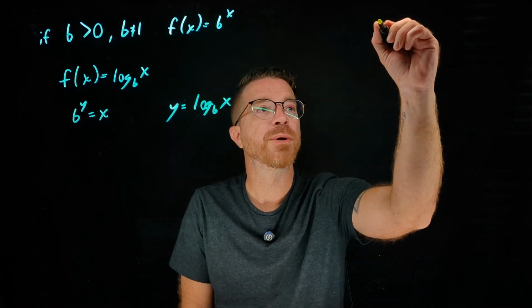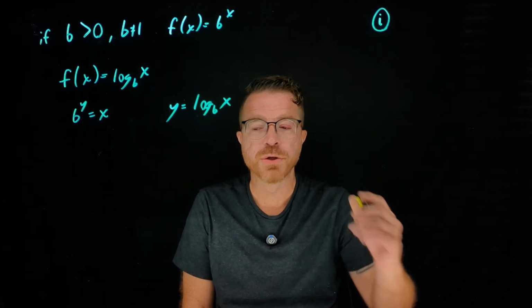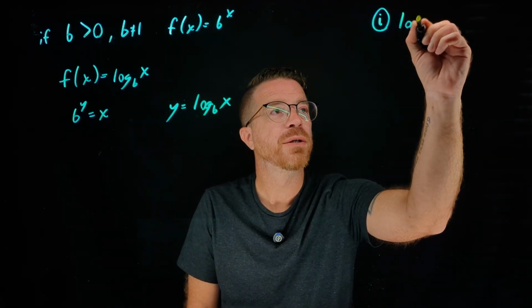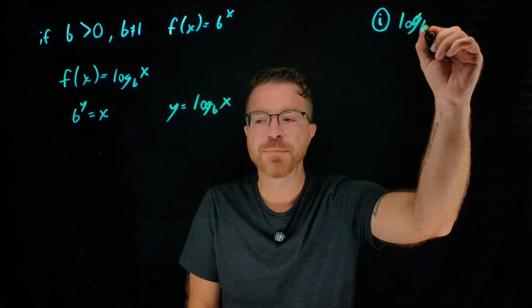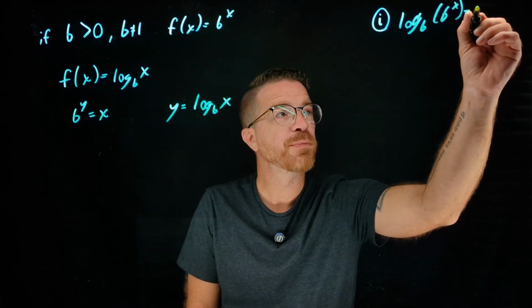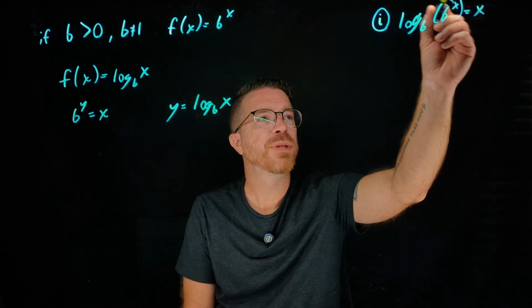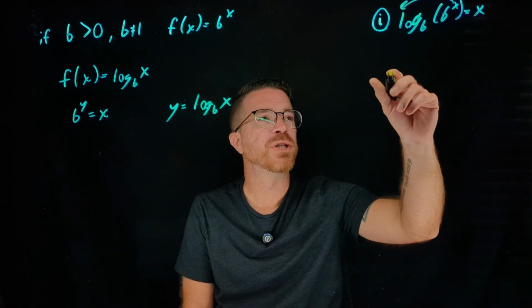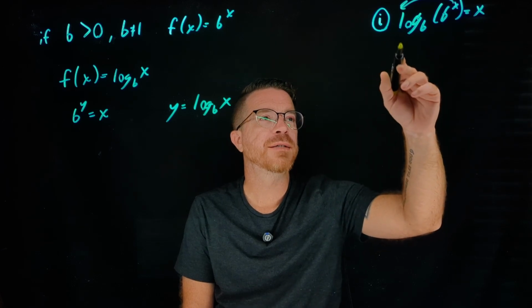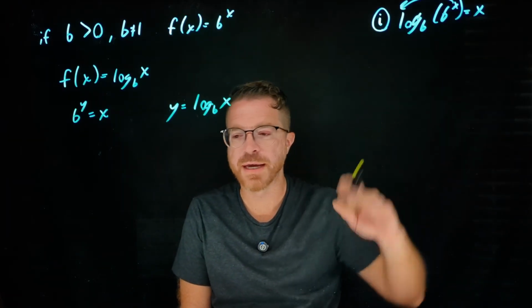So just like before when we were doing exponents, we have a bunch of rules that really help us with our calculations. So the first is that if I have log base b of b to the x, this is going to just be equal to x. So pretty much the way it works is that I can pull this power out and it will be x times log base b of b, and then it'll just be x.